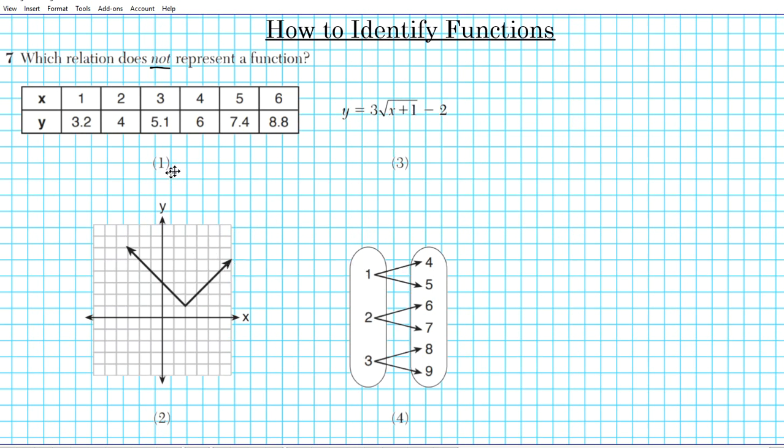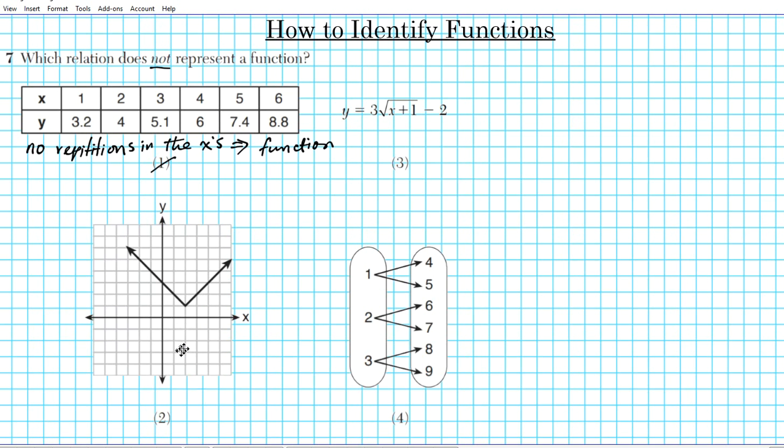Now for the first one, we're going to look for repetitions in the x's. So look at the x's. Are there any repetitions? No. So since there are no repetitions in the x's, it means it's a function. So no repetitions in the x's imply that this is a function. Alright? So we're looking for what's not a function, so we eliminate option 1.